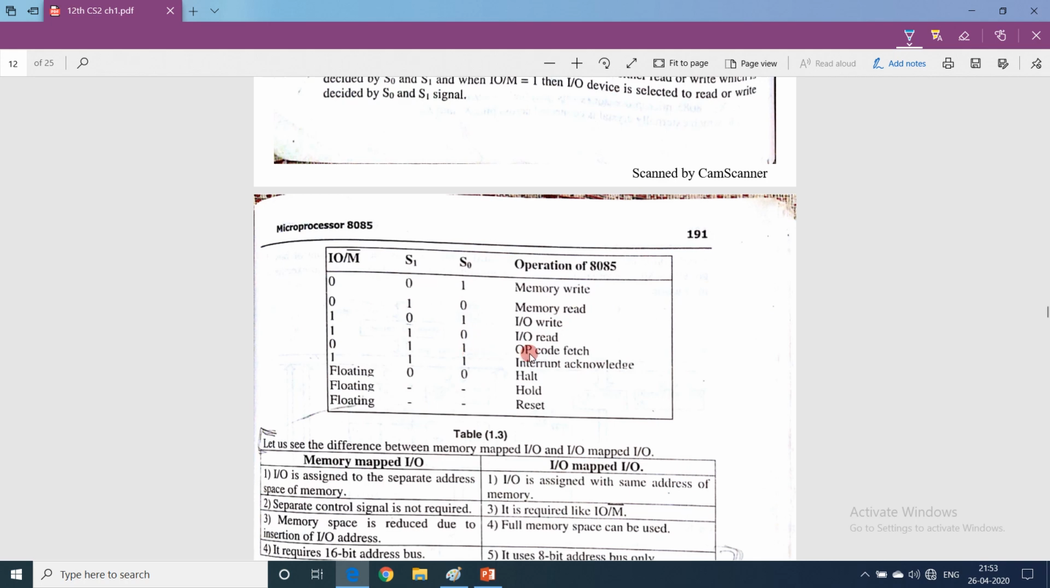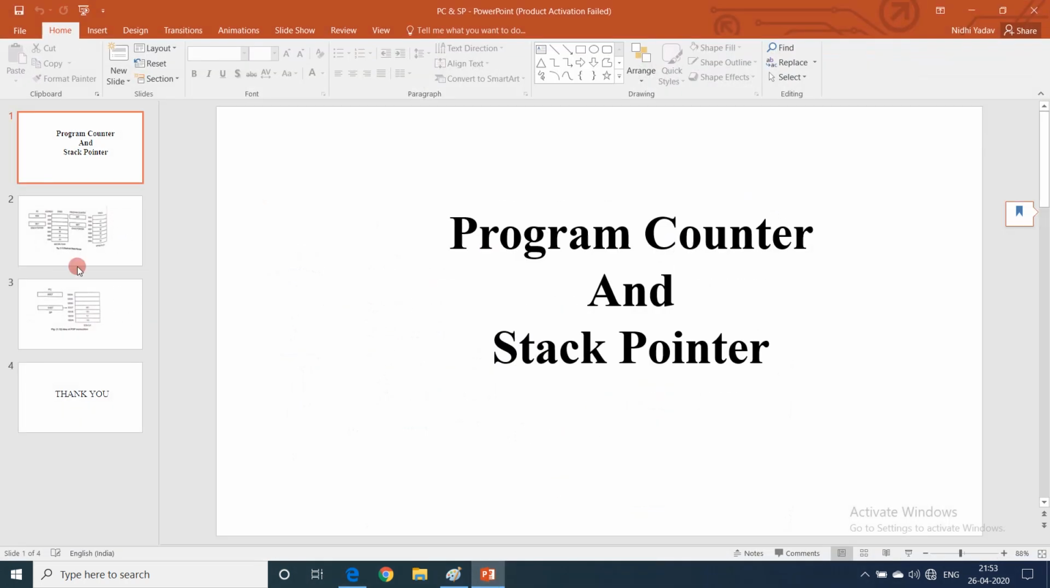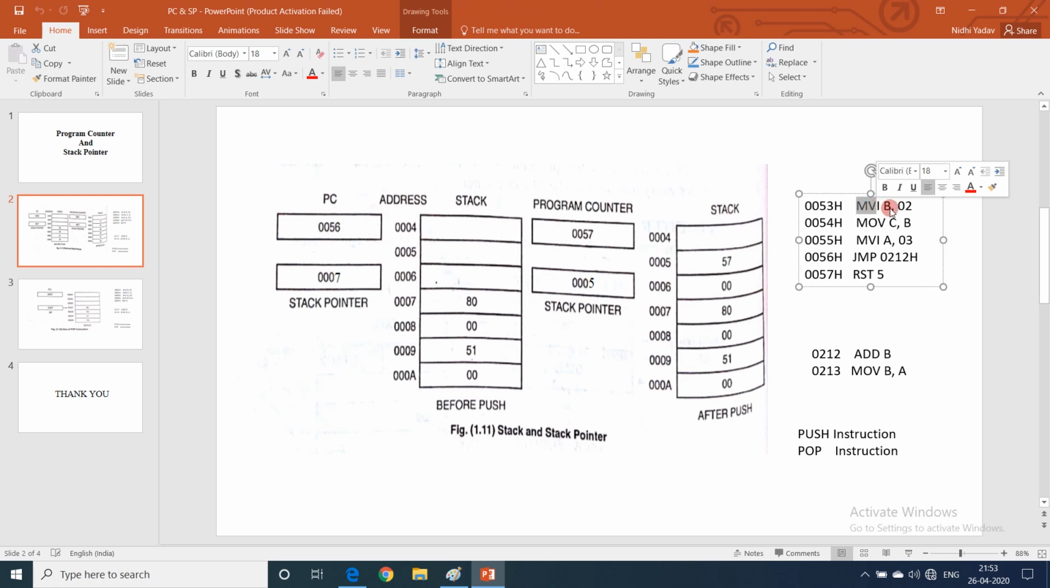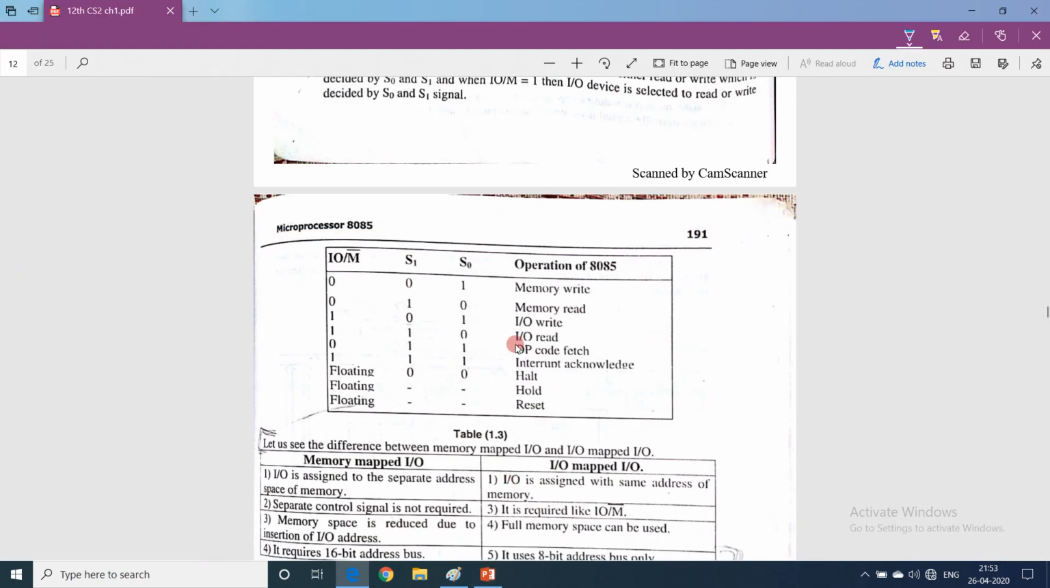Now what is opcode? I had taken one example here. This is an instruction of 8085, one of those 74 instructions of 8085. So MVI is known as opcode, MOV is known as opcode, JMP is opcode. Okay, so it is used to fetch the opcode.